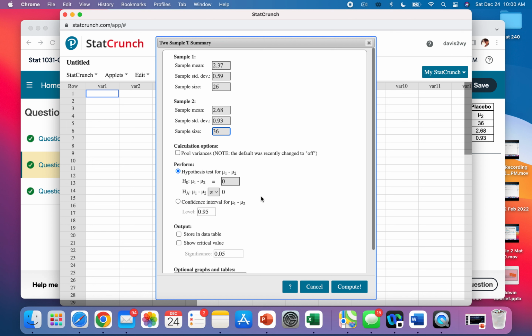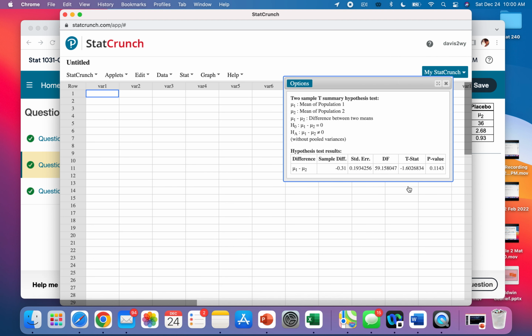And what were we testing? That it's equal versus not equal. Now it says M1 minus M2. If two things are equal, when you subtract, they equal 0. So you're testing that the subtraction is equal to 0, like if two numbers are equal, when you subtract, you get 0. There's our test statistic, the t-stat, and our p-value.